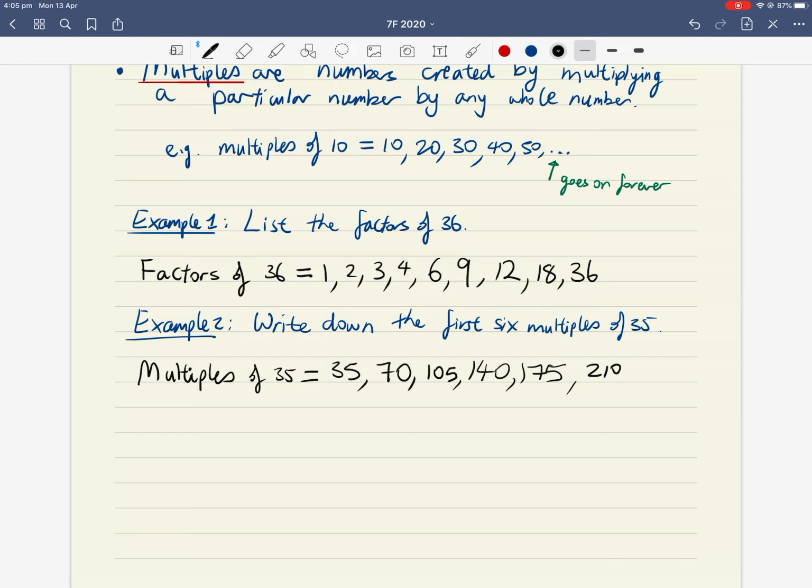So my 6 multiples are 35, 70, 105, 140, 175, and 210. That's the first 6 multiples of 35.